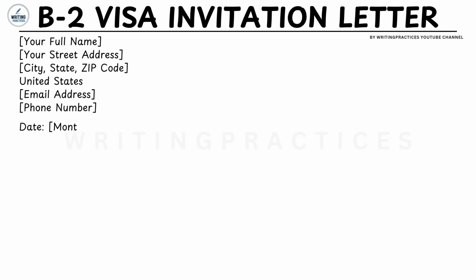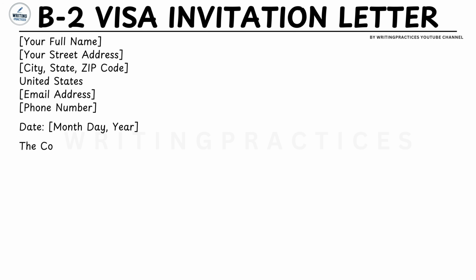Date of writing. Next is the date when you're writing the letter. This comes right after your contact details. Be sure to write it in a full format, like June 15, 2025. This shows when the letter was officially issued and helps validate the timeline of the invitation.